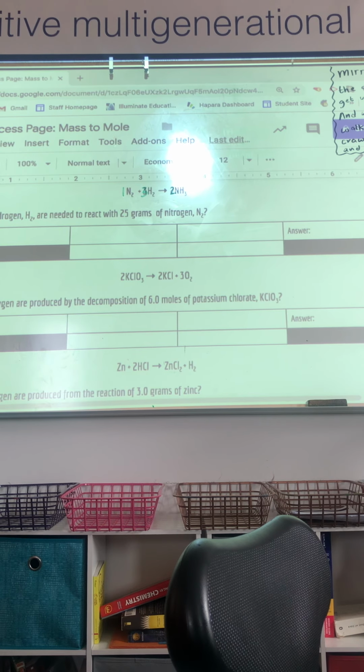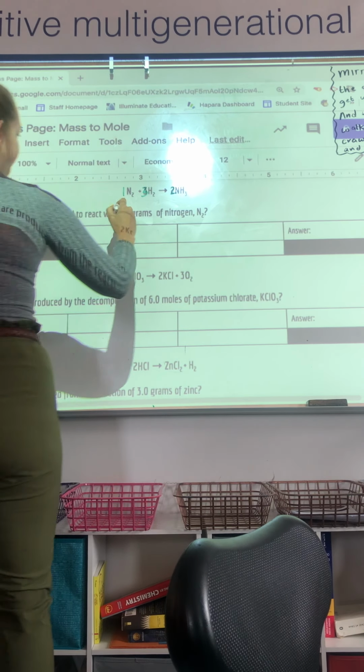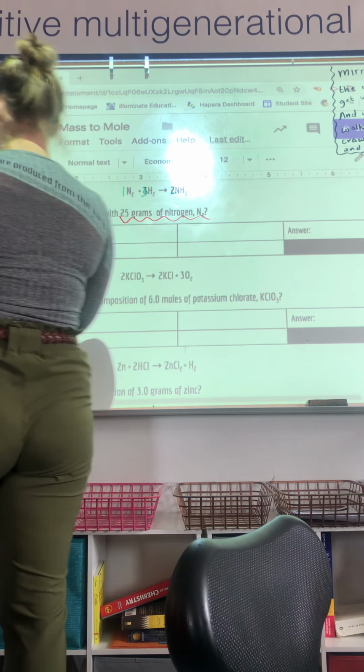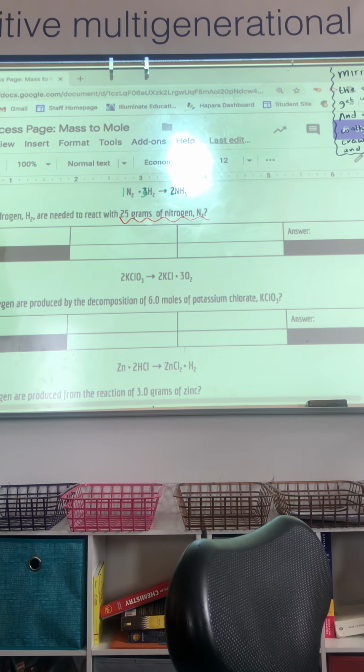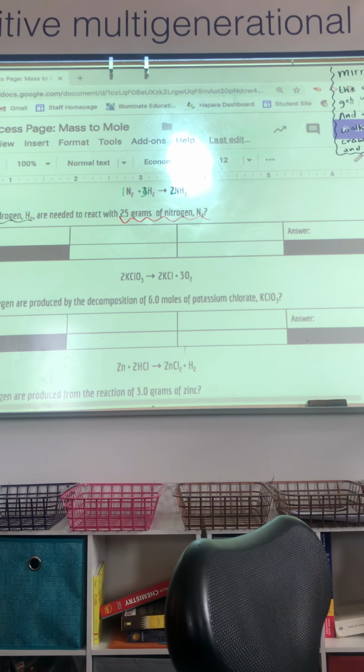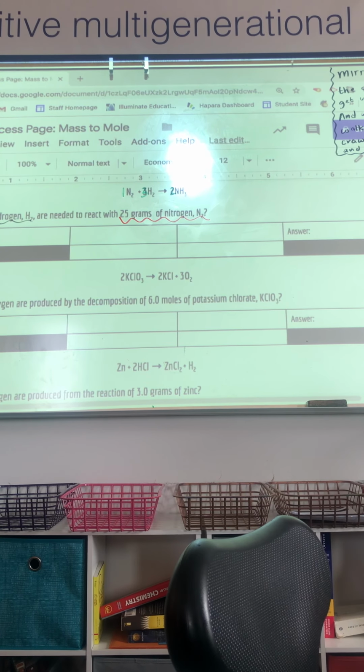What is my given? 25 grams of nitrogen. Beautiful. And what is my unknown? Moles of hydrogen. What do you notice about these two things? They're different units. Beautiful. Thank you for saying the whole thing. They're different. We didn't have that before. Last time we were just using mole ratio and these were the same. Now we have a new box.